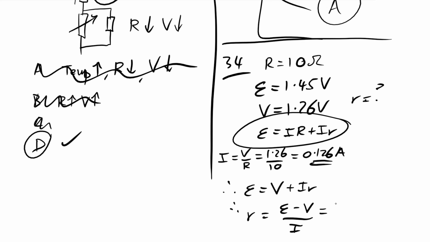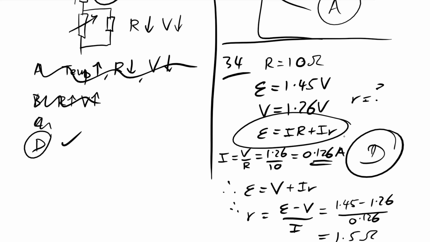So that's going to be 1.45, take away 1.26, divide that by 0.126. And that gives us an internal resistance of about 1.5 ohms. And so that means it has to be D.